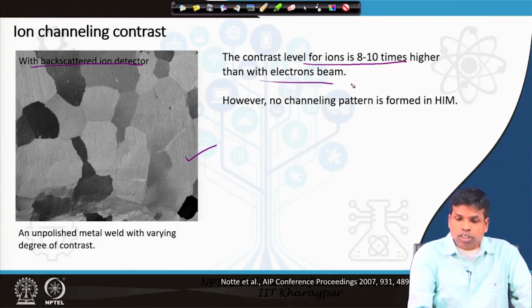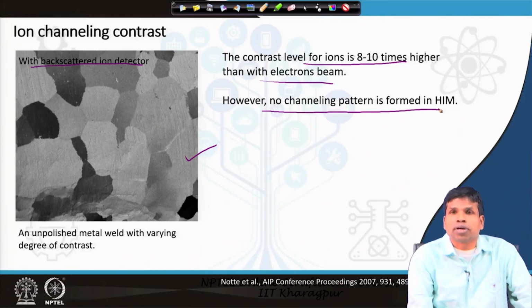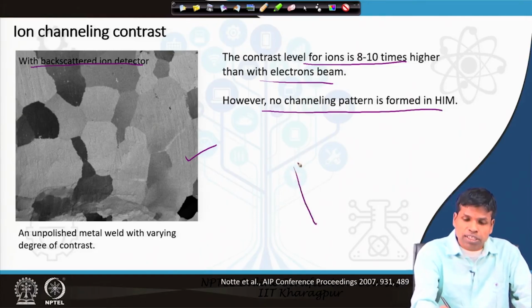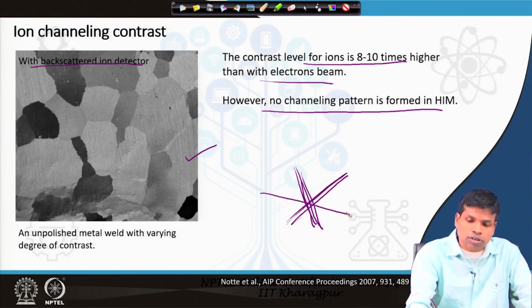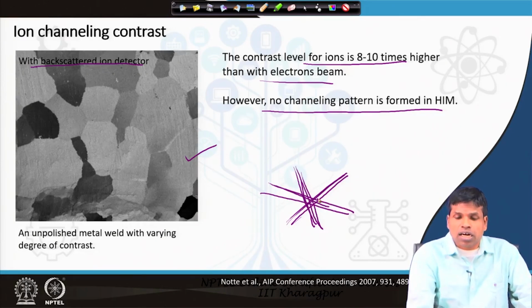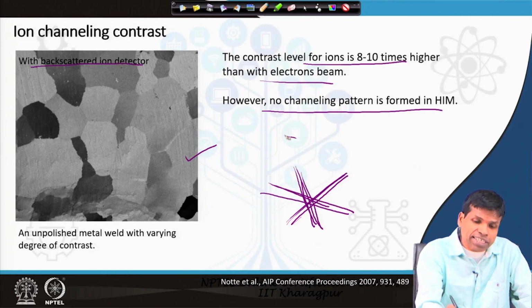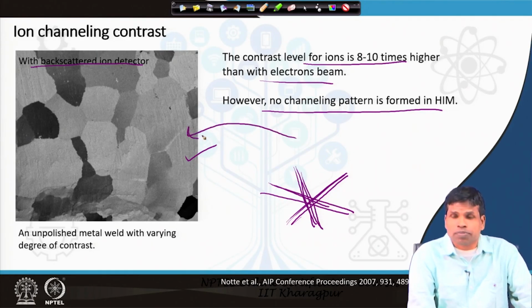Moreover, no channeling pattern is formed with the helium ion microscope. In our scanning electron microscope, a channeling pattern is formed, with lines of pattern. Here we do not form this, because the wavelength is much smaller compared to electrons. As the wavelength is much smaller in these cases, no channeling pattern is formed, but the channeling contrast is very good.